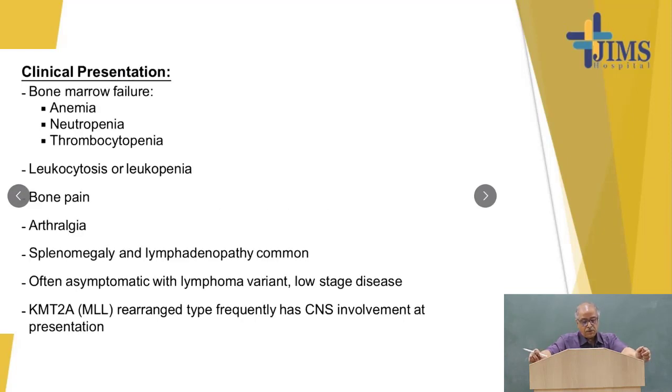Clinical presentation: bone marrow failure. Due to bone marrow failure, there is anemia, neutropenia and thrombocytopenia. There may be leukocytosis or leukemia according to the stage, and bone pain due to the proliferation of the bone marrow by the leukemic blast cells. Arthralgia, splenomegaly and lymphadenopathy are common. Patients may be asymptomatic with the lymphoma variant, which is low stage disease. KMT2A-MLL rearrangement type of genetic abnormality is frequently associated with CNS involvement at presentation.